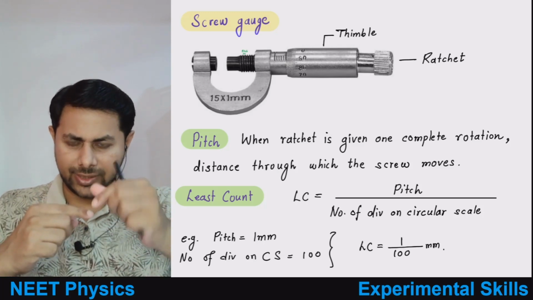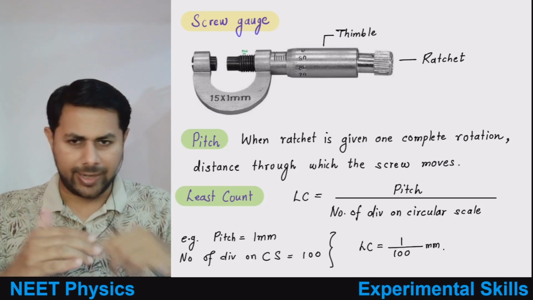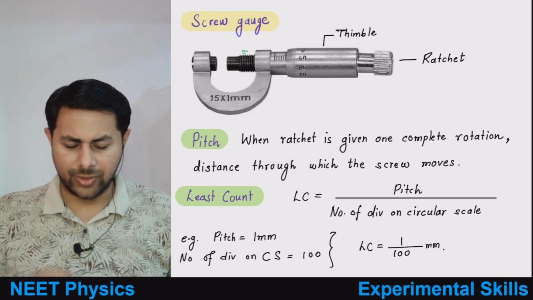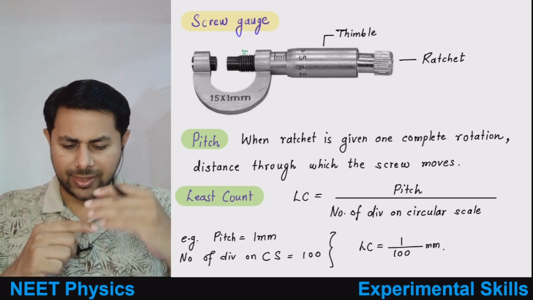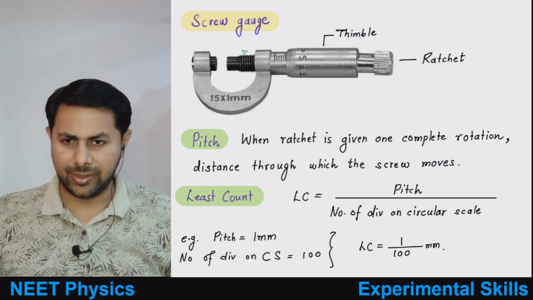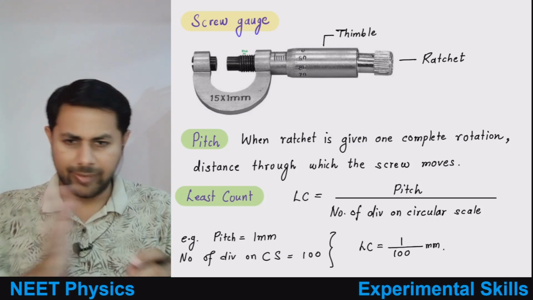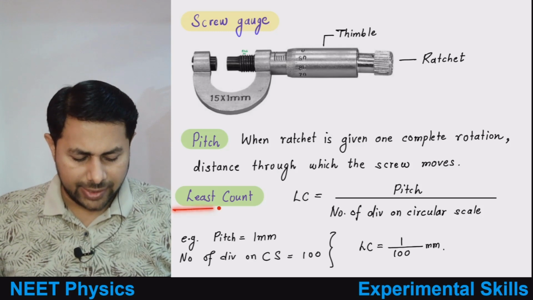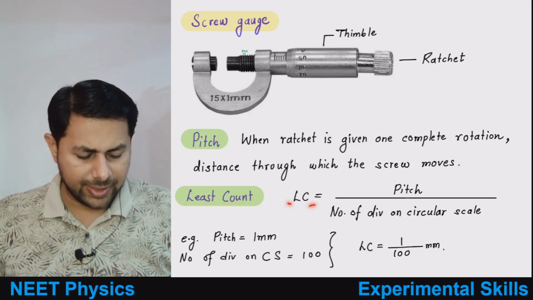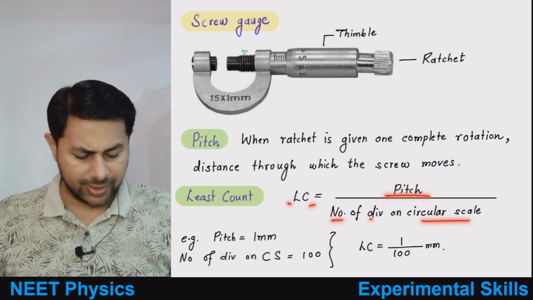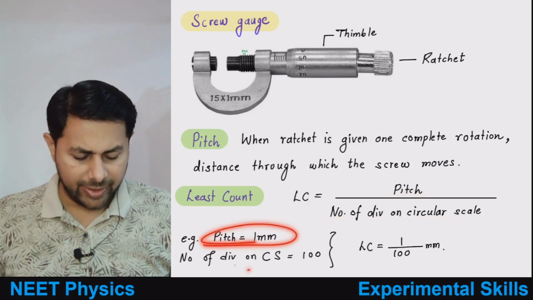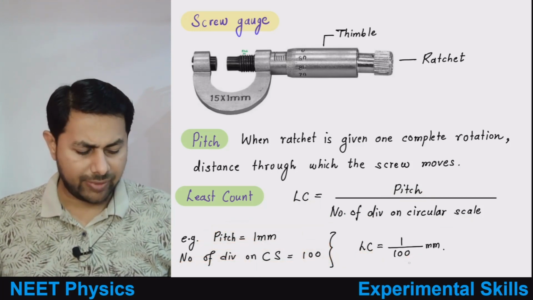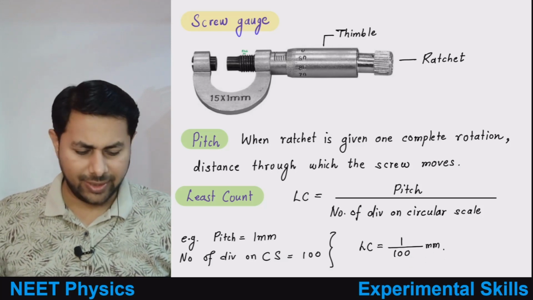When you rotate the screw by 360 degrees, it moves through a distance equal to the pitch. On the circular scale, suppose it is divided into n parts. Then the least count is equal to the pitch divided by the number of divisions on the circular scale. For example, if the pitch is 1 mm and the number of divisions is 100, then the least count is 1 by 100 mm. This is very simple, right?